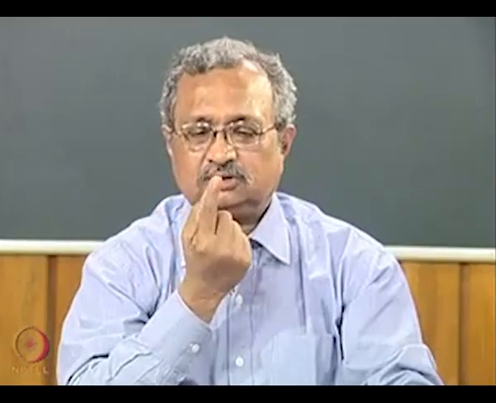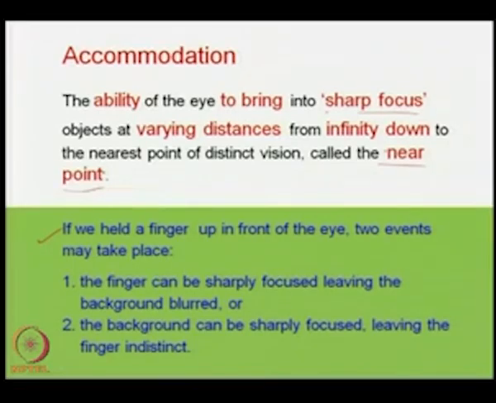Means when the eye focuses on a distant object, then the inner vision is not sharp. If we focus on a closer point, then the outer side will be blurred. So, these issues, this optical illusion, we can use to create some ambience with a specific design. So, the finger can be sharply focused leaving the background blurred, or the background can be sharply focused leaving the finger indistinct.